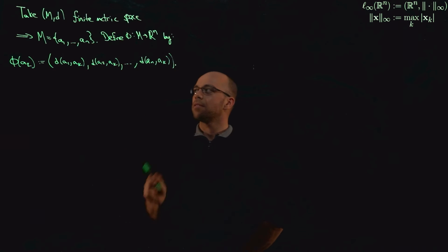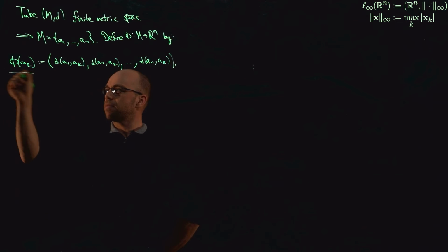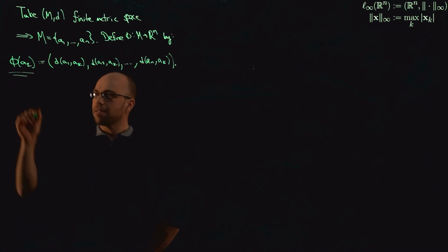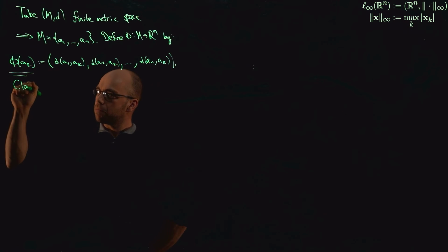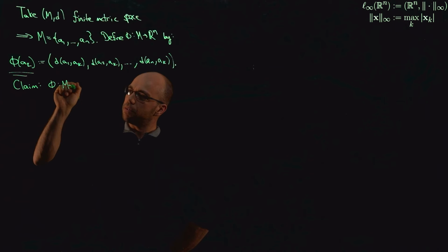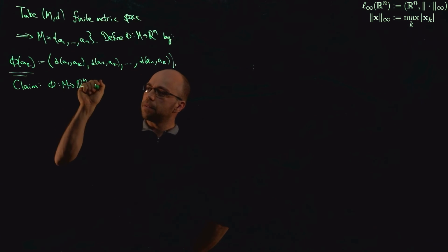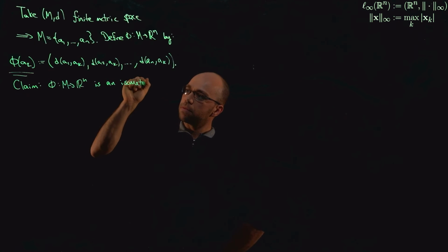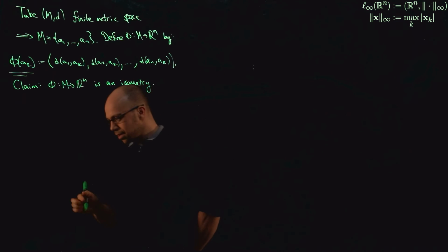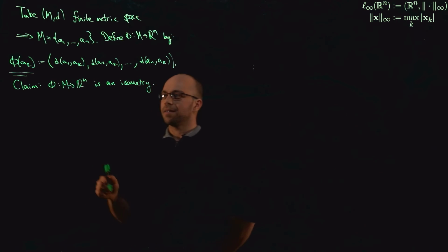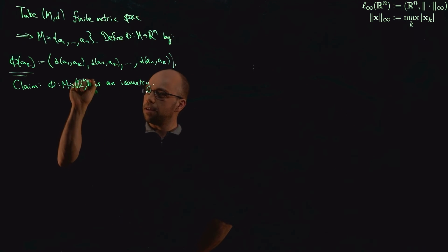Okay, so I claim that this function phi is an isometry. Essentially what we need to prove is that phi, which goes again from M into Rn, is an isometry. And in particular, this is equipped with the L infinity norm.